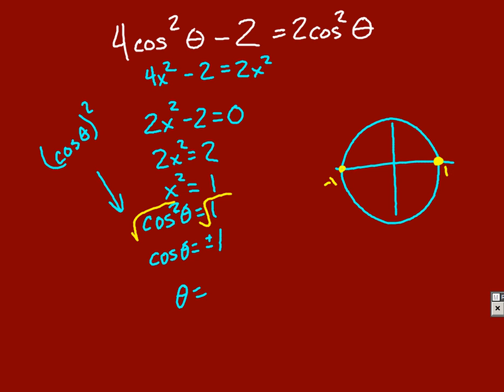So that means theta right here at the beginning was 0 degrees, and over here was at 180 degrees. Or if I do radians, that would be 0 and pi radians. And that's the beginning. We're going to get a little bit more in depth with this, but for now, this is a good start.